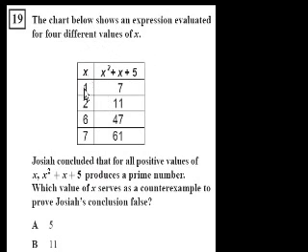All right. When x is equal to 1, x squared plus x plus 5, right? 1 plus 1 plus 5 is 7. When x is equal to 2, then 2 squared plus 2 plus 5 is 11. Fair enough. Josiah, or Hosea, I don't know how to pronounce that, concluded that for all positive values of x, x squared plus x plus 5 produces a prime number. Okay? Which value of x serves as a counterexample to prove Josiah's conclusion false?